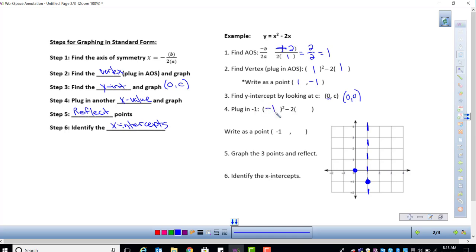So I plug in negative 1. And when I simplify that, I get 3. So negative 1, 3, I can graph. This is half of my parabola. So I graphed those 3 points, and now I reflect. So this point reflects over the line here, and this point reflects over the line here. Now I can see my parabola.